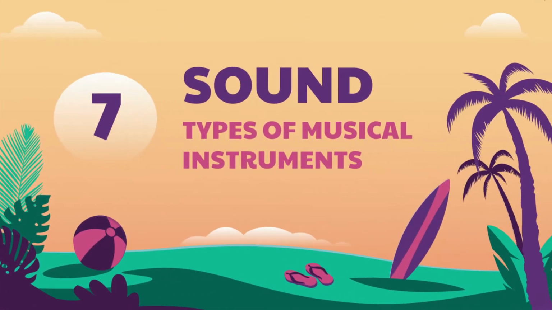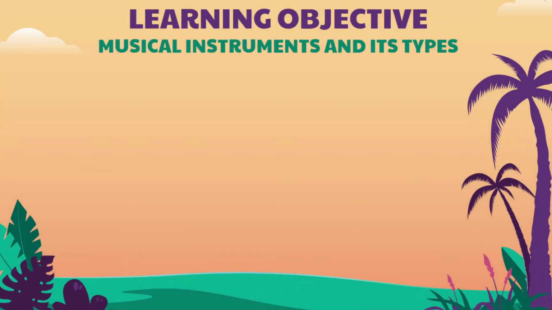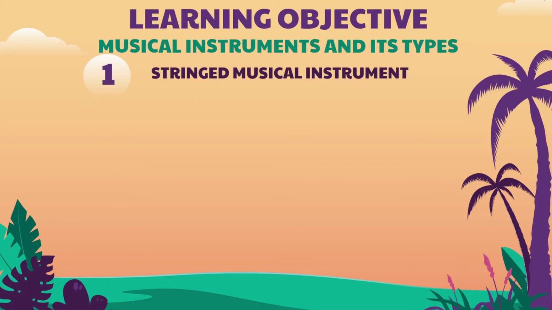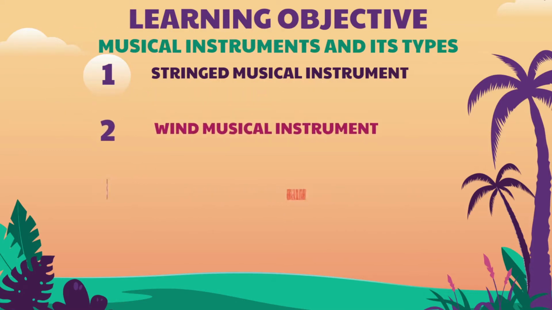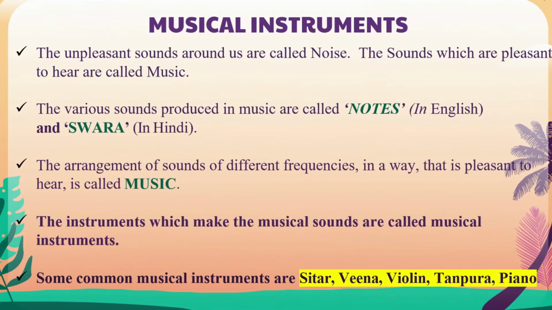And in this chapter, we are going to learn about the different types of musical instruments from chapter number 7, Sound. So what are the learning objectives? First, we are going to learn about the different types of musical instruments. First one is stringed musical instrument, second one is wind musical instrument, third one is membrane musical instrument, and finally plate type musical instrument. So let us see one by one.